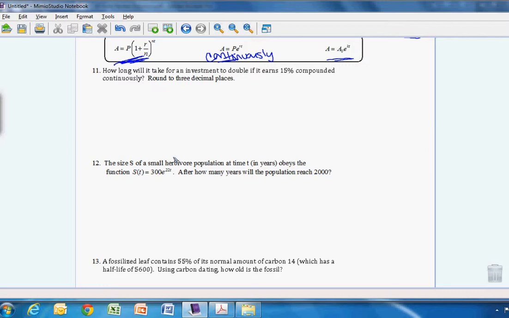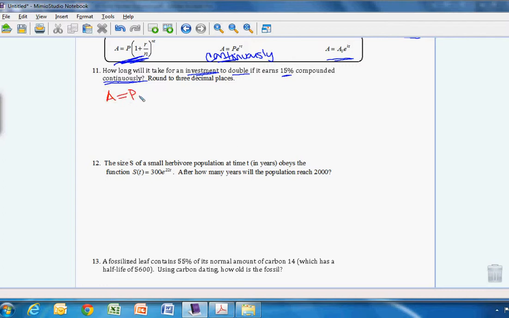Okay, so let's move on to number 11. How long will it take for an investment, we're going to use one of these, to double if it earns 15% compounded continuously, rounded to 3 decimal places? There's our keyword, continuously. So since I am compounding continuously, I know right away I'm going to be using my PERT model.